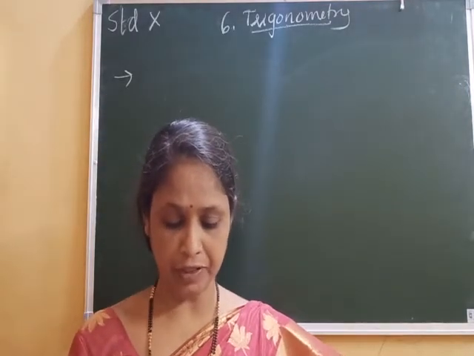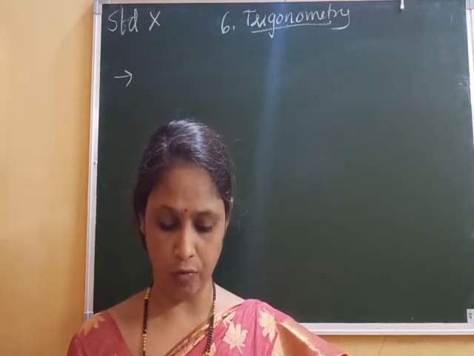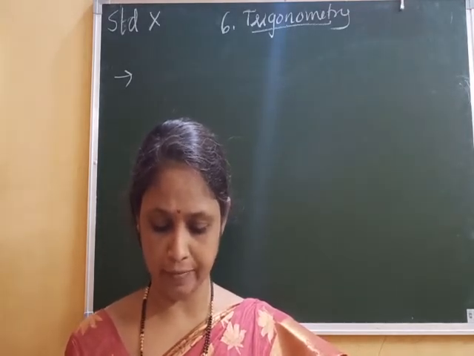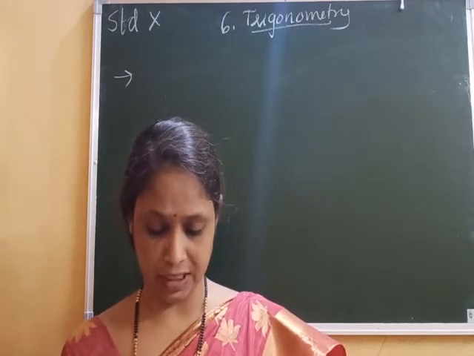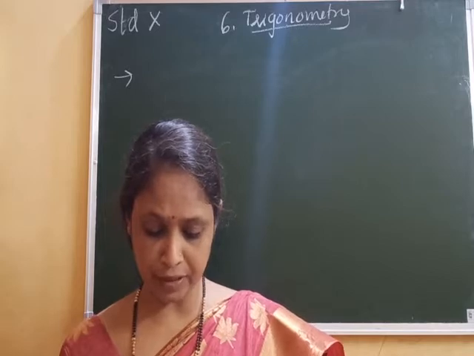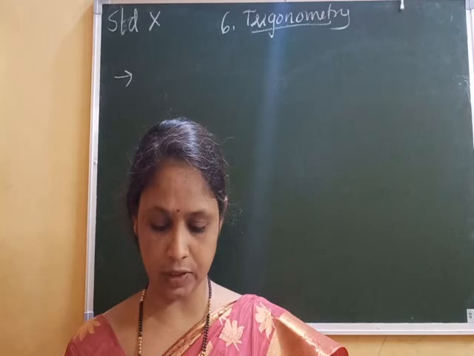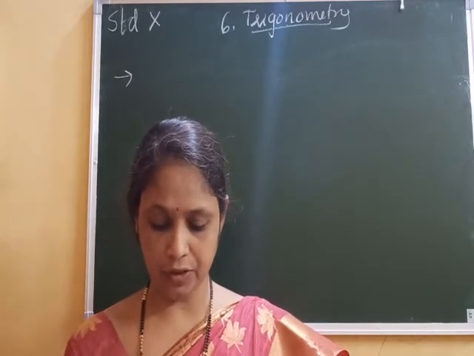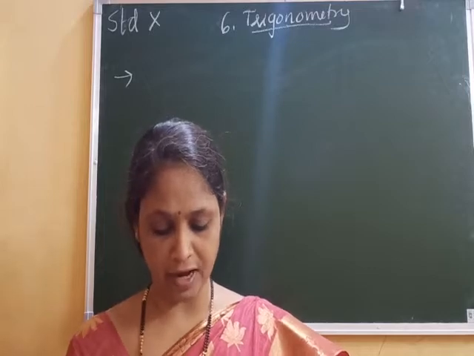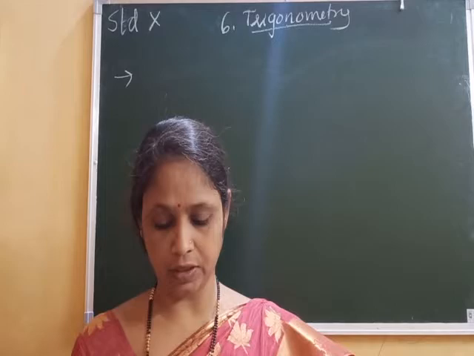To find the width of a river, a man observes the top of a tower on the opposite bank, making an angle of elevation of 61 degrees. When he moves 50 meters backward from the bank and observes the same top of the tower, his line of vision makes an angle of elevation of 35 degrees. Find the height of the tower and the width of the river.